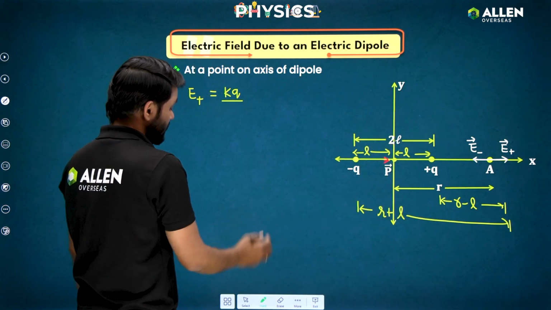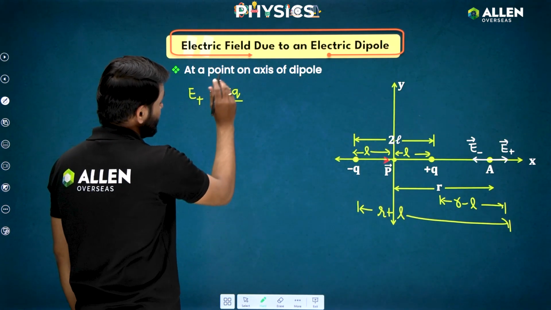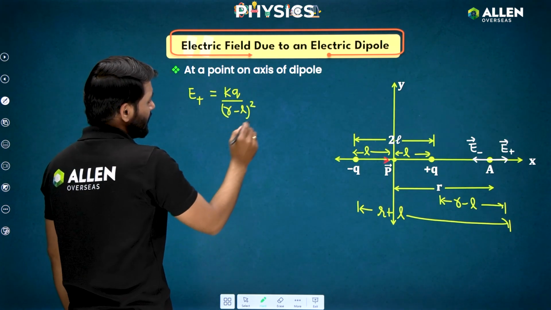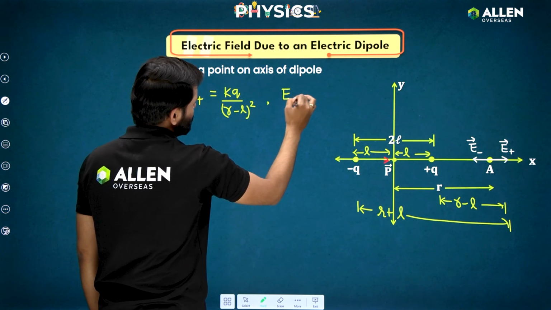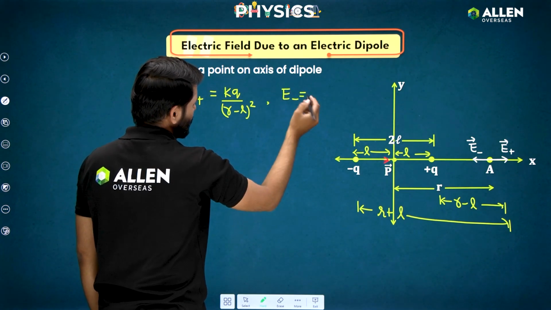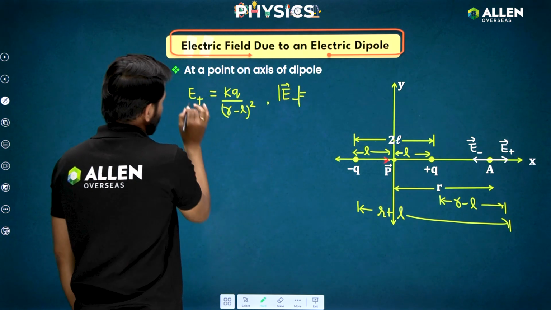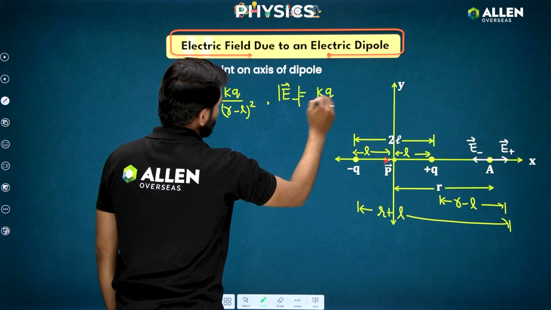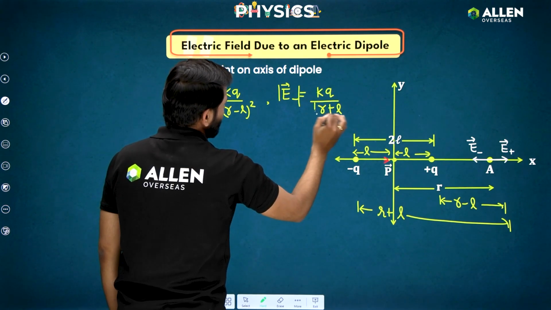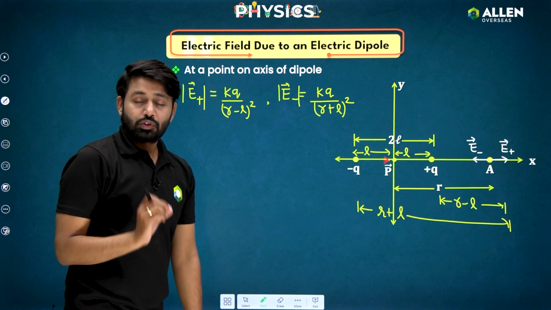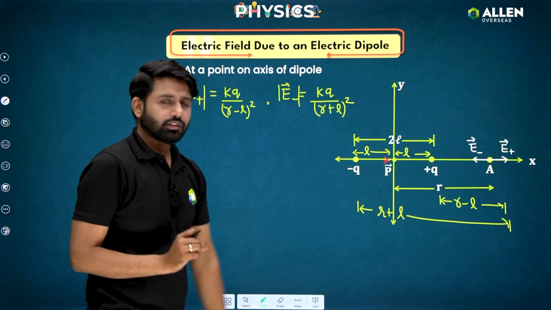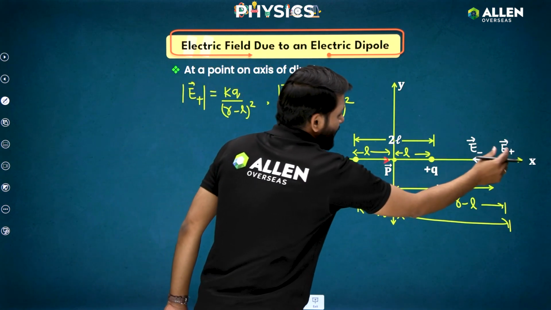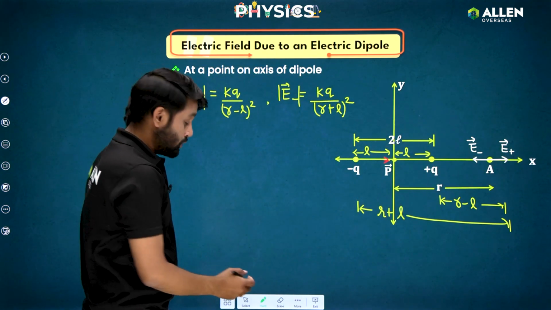So due to plus Q charge, electric field is kQ upon r minus L whole square, right? Similarly, you can easily find due to minus Q charge, only magnitude I am writing here. Okay, so I am writing like this, only magnitude. So it's kQ divided by r plus L whole square. Okay, so this is the electric field due to individual charges. If I represent the direction of net electric field, you can see here, magnitude of electric field due to plus Q charge is more.